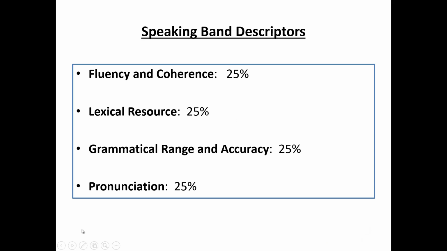Okay, now let's go to the next slide. In the next slide, you have 4 band descriptors the examiners will use to give you a score out of 9 bands. So as you speak, the examiners will be checking for your fluency and coherence, which constitutes 25% of your marks, followed by lexical resource, 25% of your marks, grammatical range and accuracy, 25% of your marks, and pronunciation.